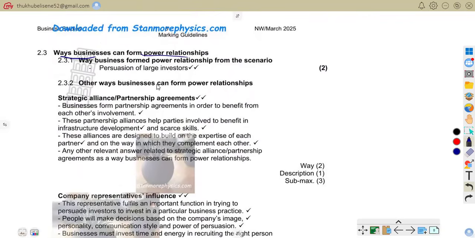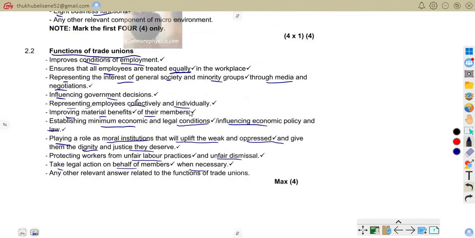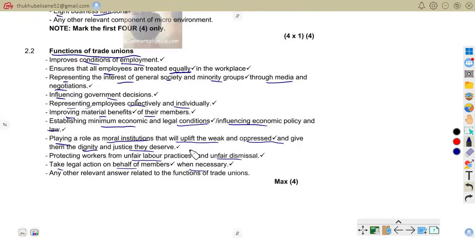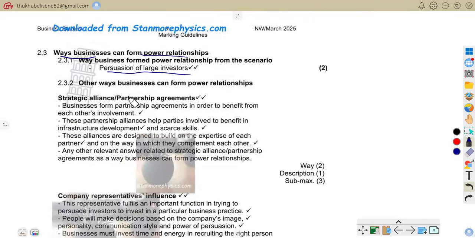So the way in which a business forms a power relationship, from the scenario, is persuasion of large investors. Meaning the business convinces wealthy investors to invest money into the company to strengthen the business. If you go to that scenario, it says the management is desperate to control its environment and the behavior of businesses by forming power relationships. They get advice from powerful, influential people. So they persuade large investors.